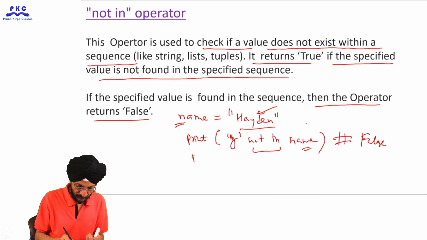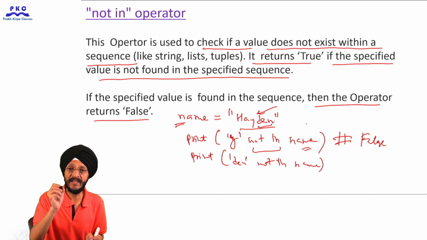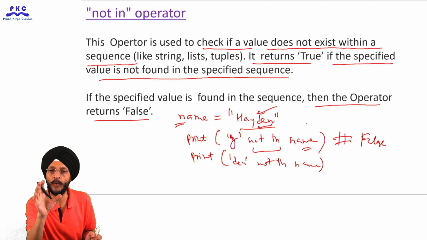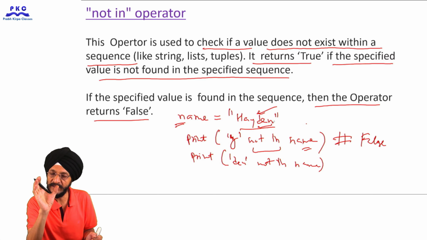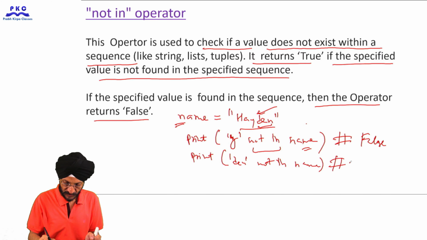If we use print then not in name, here then is also present, the substring is also present in the string hidden. So here the output will also be false.